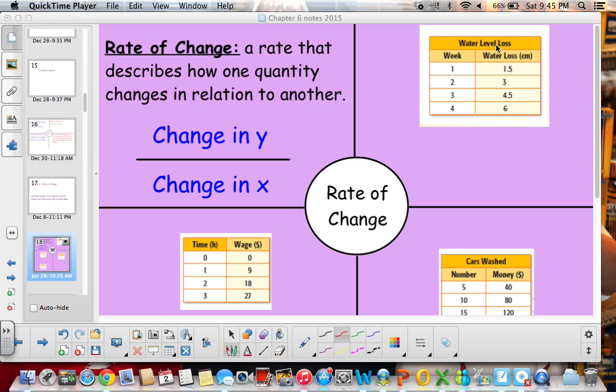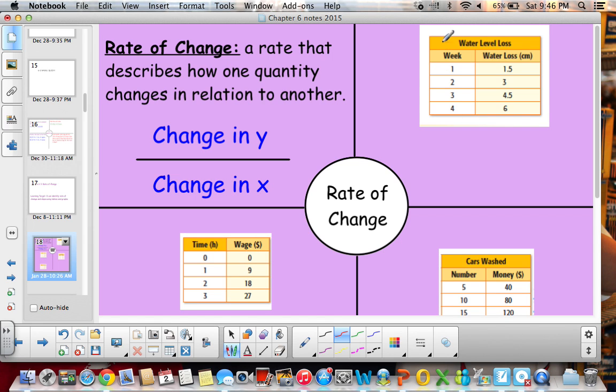So if we're given this data in this table, water level loss, and after how many weeks, the amount of water that has been lost, what we do is, if you can recall, this first column is our x, and this second column is our y. If we were going to plot these points on a graph, because we could, our ordered pairs would be 1, 1.5, 2, 3, and so forth.